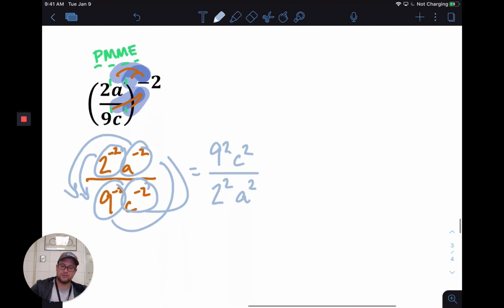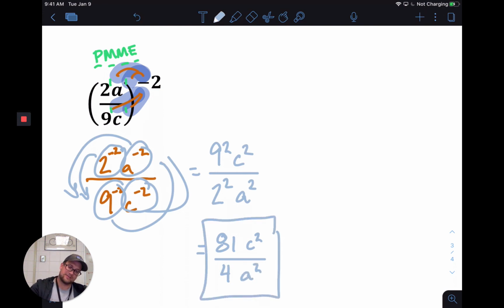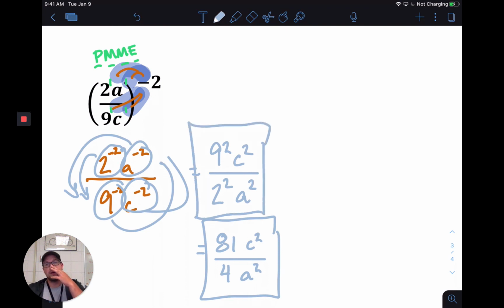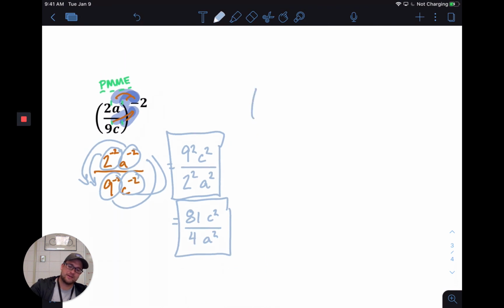The last thing we should do is simplify. 9 to the second would be 81 c to the second. And then we will have 2 to the second, which is 4 a to the second. And this would be our final answer. Again, just like we were saying before, sometimes that might be okay too. Thinking about your tests and your quizzes, we might try to test you by just leaving it in that form as well.